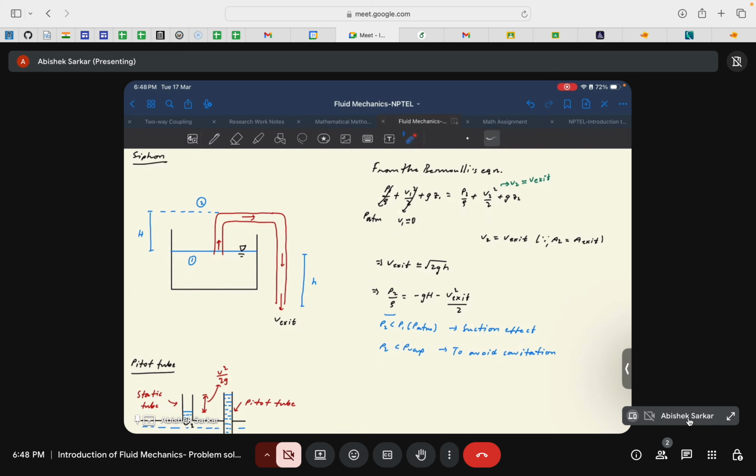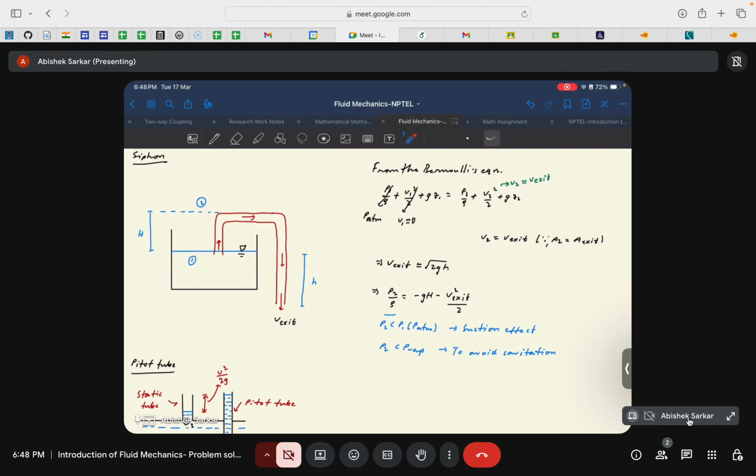Let us just apply Bernoulli's equation in this scenario. Our two points to consider would be, first, the free surface of the tank, and second, the highest point of this pipe, the point up to which the pipe has been lifted. Let this be point 2.